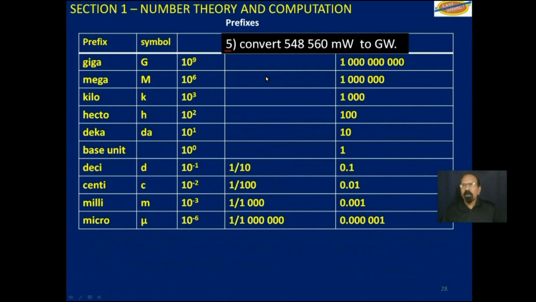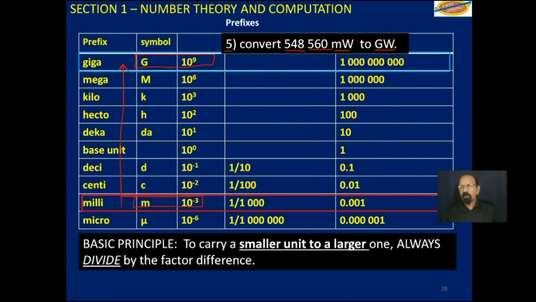Example 5, convert 548,560 milliwatts to gigawatts. Okay. We are here at milliwatts. We are going to gigawatts, which is way up here, 10 to the 9th. We are moving from a smaller unit to a larger unit. We must divide by the factor difference.